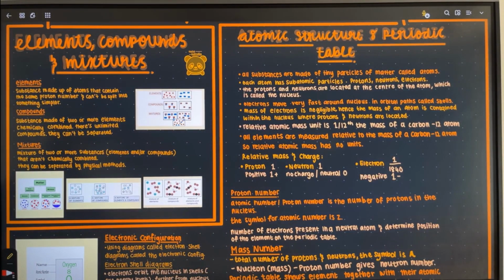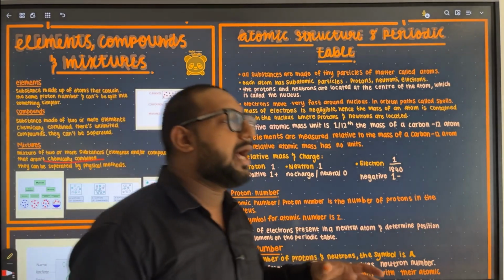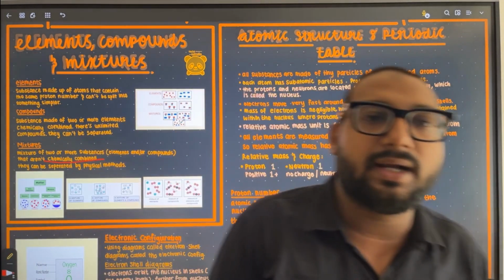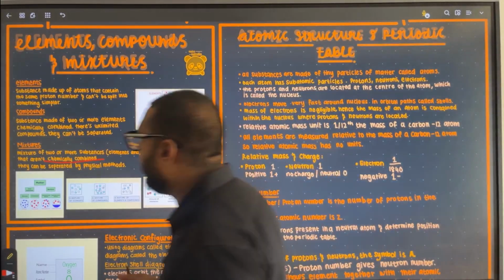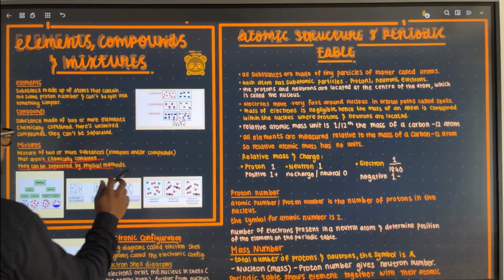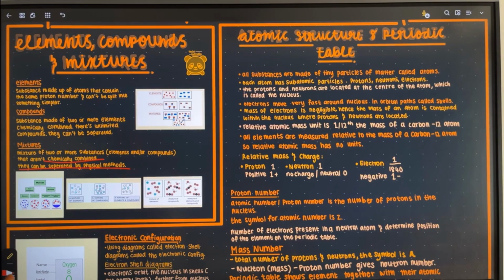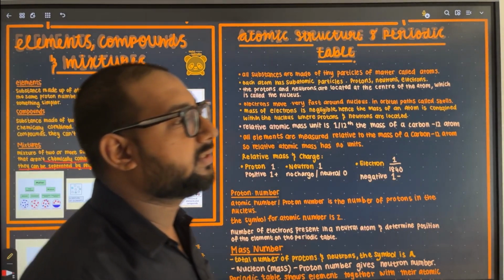Then coming to mixtures: two or more substances that aren't chemically combined. See, this thing is important. When two or more substances are combined, but not chemically, they are physically combined, and they can also be separated by physical methods. They are called mixtures.